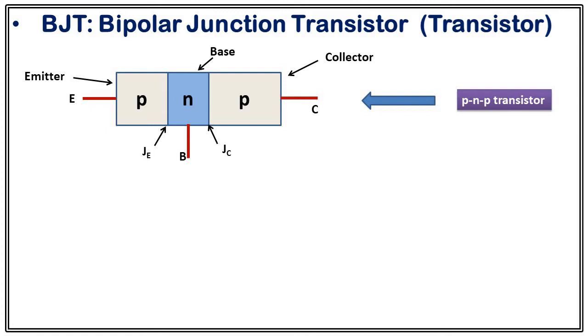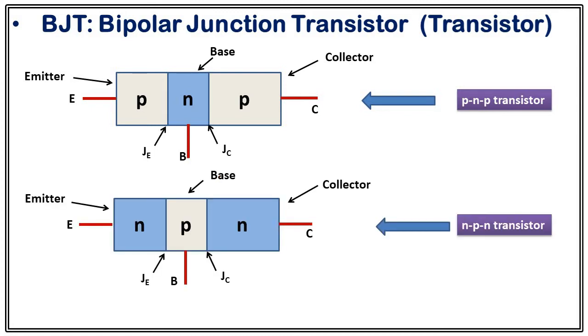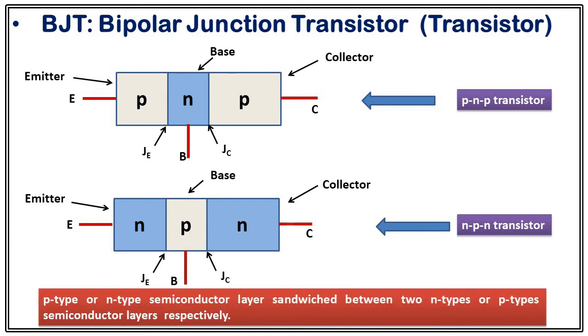And it is not only for P-N-P. If we switch semiconductor type, that is, if we sandwich P type between two N type semiconductors, then also we can form a transistor, and that transistor is called NPN transistor. So in simple language, if a P-type or N-type semiconductor layer is sandwiched between two N-type or P-type semiconductor layers respectively, then we can form a device which we call a transistor.